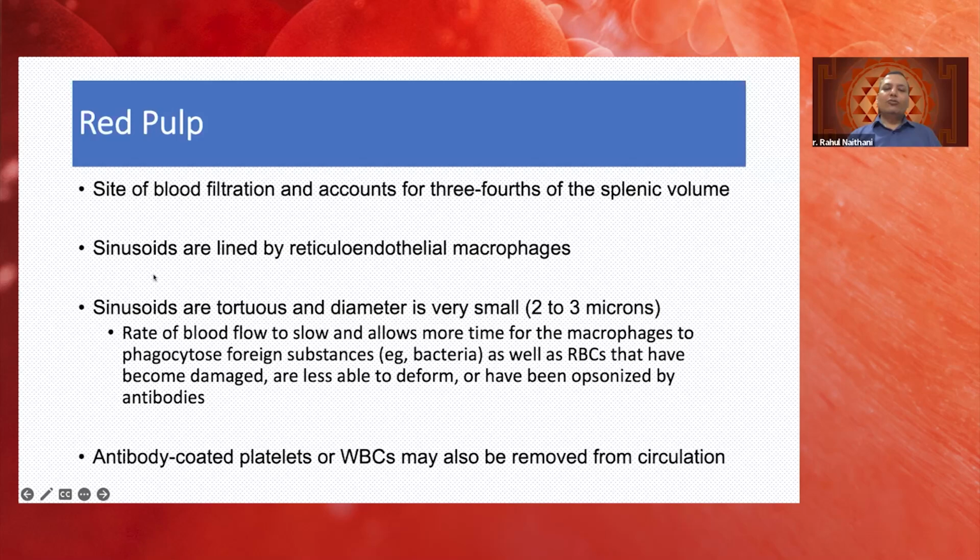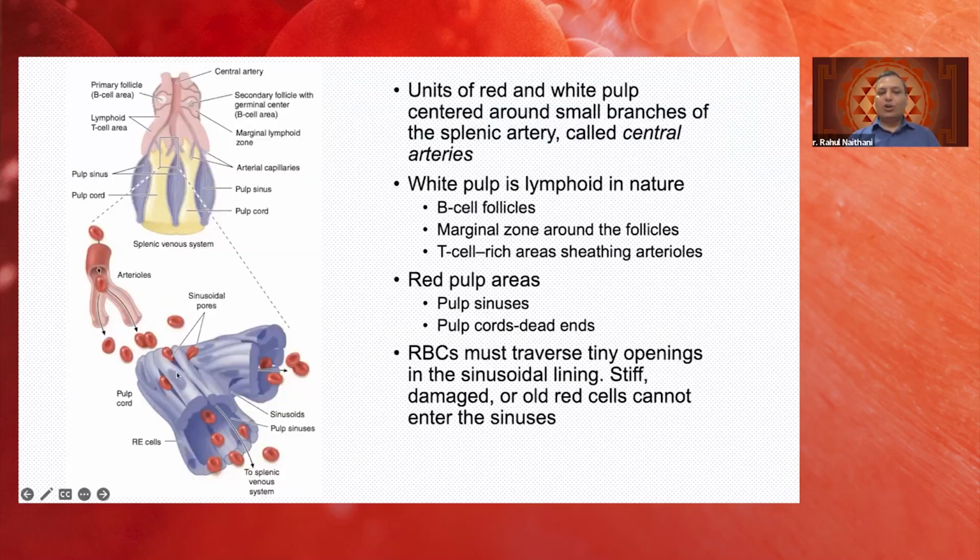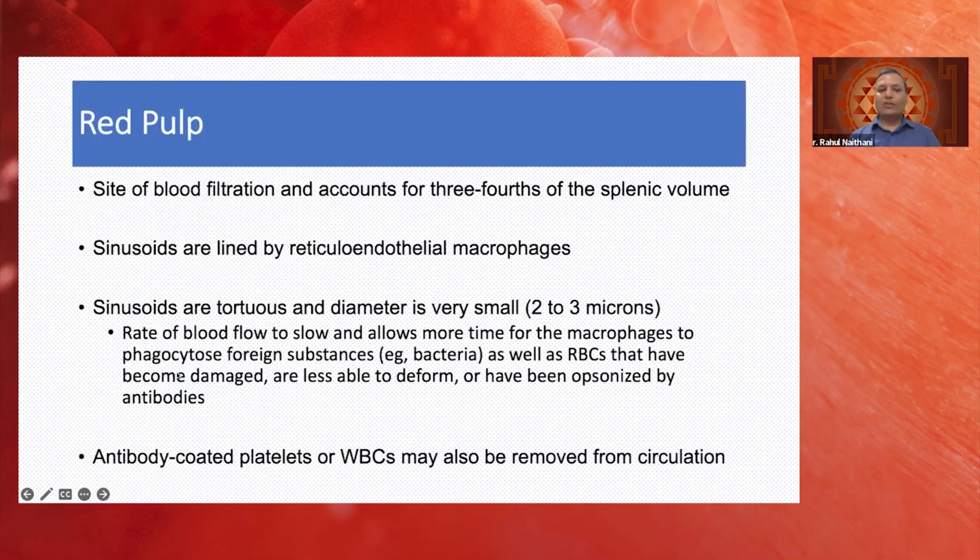The red pulp is the site of blood filtration, and it accounts for 3/4 of the splenic volume. The sinusoids are lined by reticuloendothelial macrophages. Sinusoids are tortuous. Their diameter is very small. The cells actually have to navigate through it. The rate of blood flow through these is very slow. It allows more time for the macrophages to phagocytose foreign substances such as bacteria, parasites, etc., as well as RBCs that have become damaged or are less able to deform or have been opsonized by antibodies. The antibody-coated platelets and WBCs are also removed from the circulation through this.